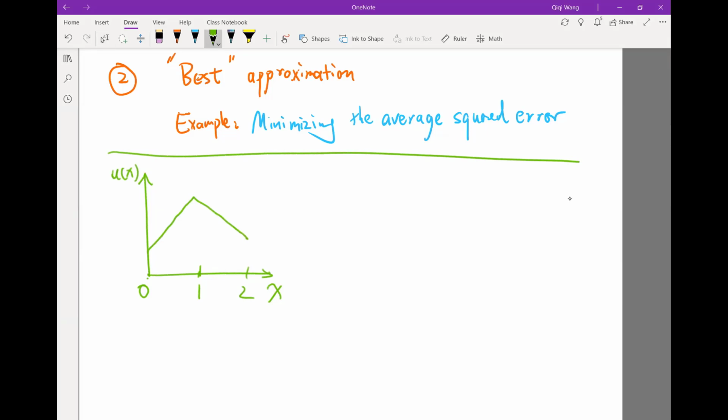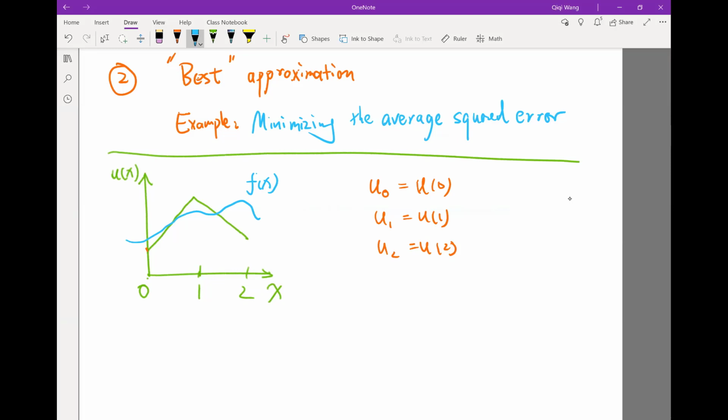So in this case, how many degrees of freedom do I have? Two elements? 3. I have 3, right? So my degrees of freedom are u0 equal to u at 0, u1 equal to u at 1, and u2 equal to u at 2. I just have these 3 degrees of freedom. And let's say I want to approximate some function f of x as closely as possible.